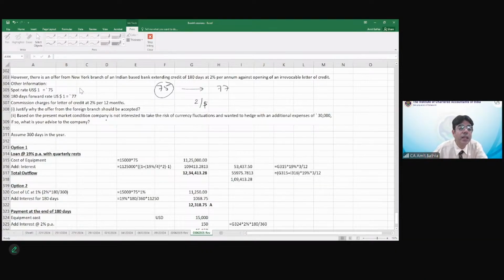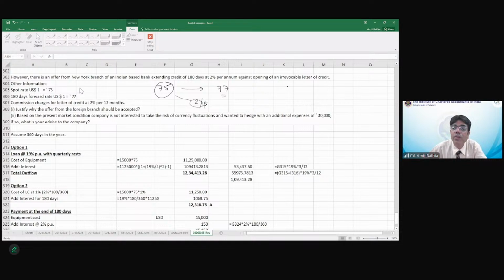Based on the present market condition, the company is not interested in taking the risk of currency fluctuation and wanted to hedge with an additional expense of 30,000. If so, what is your advice to the company? If they are going to hedge at 30,000 rupees extra expense, meaning they are willing to spend 2 rupees extra to ensure that my risk remains at 75, I can get a cover at 77, which will pay me 2 rupees more in future. And that 2 rupees will be eaten away in the expense, because this cover is not going to come free.